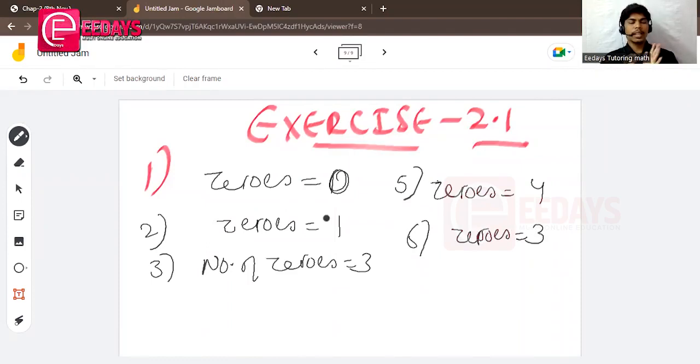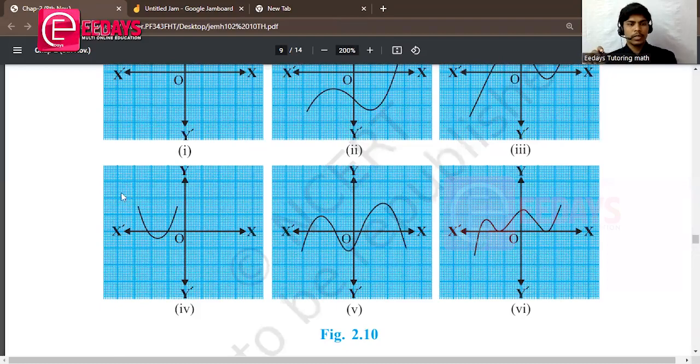You just write, y is equal to p of x is the graph. It is cutting the x-axis at 1 point. Then you can write like this: the number of zeros is 1. You write it in words. All right. So that is our first concept.